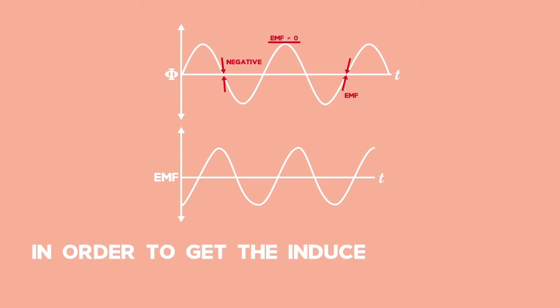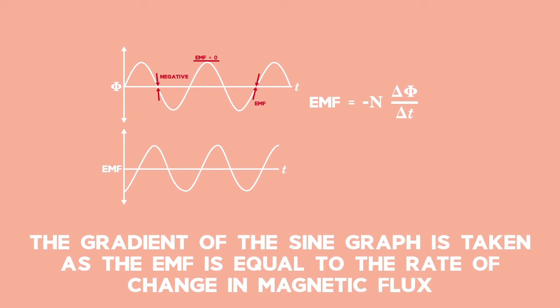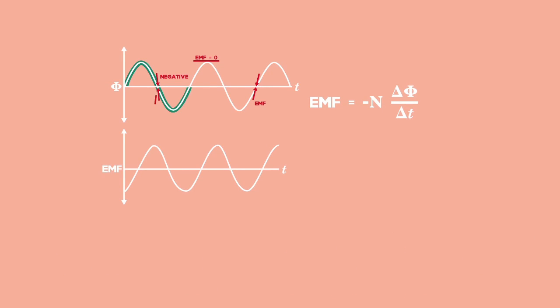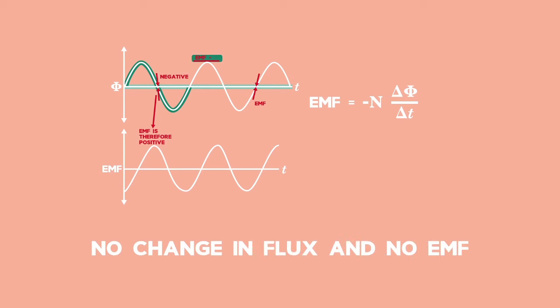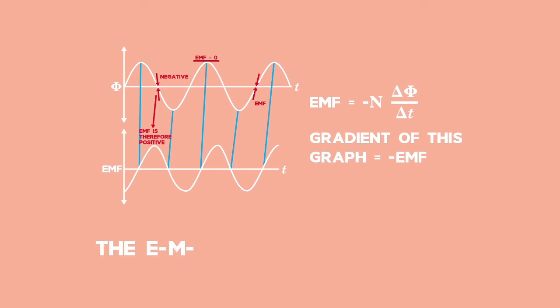In order to get the induced EMF versus time graph, the gradient of the sine graph is taken, as EMF is equal to the rate of change in magnetic flux. The first slope is positive, so multiplied by the negative, it is below the time axis. The gradient of a peak is zero. That means no change in flux and no EMF. When the flux graph is steepest downwards, the EMF is the most positive.